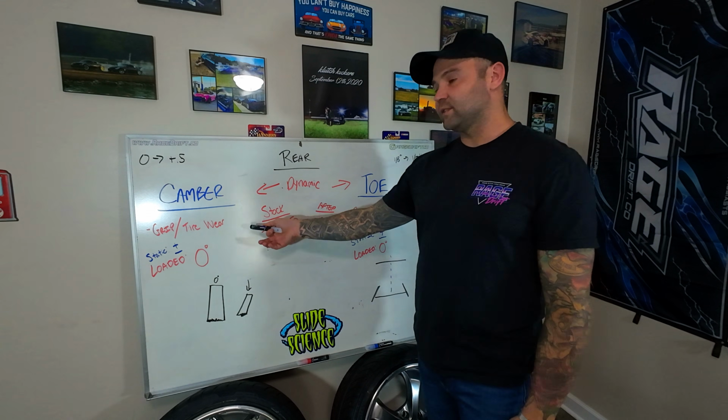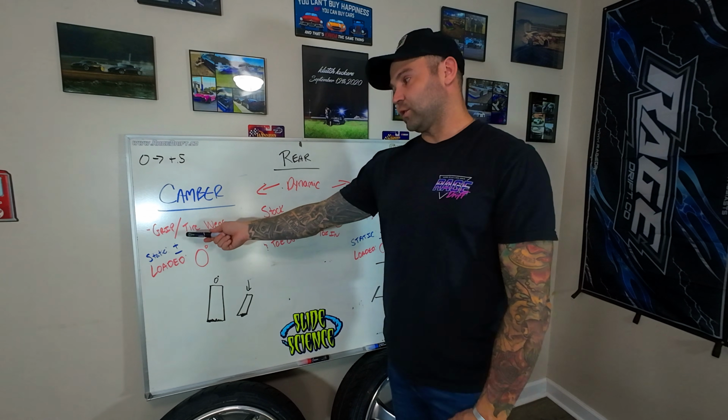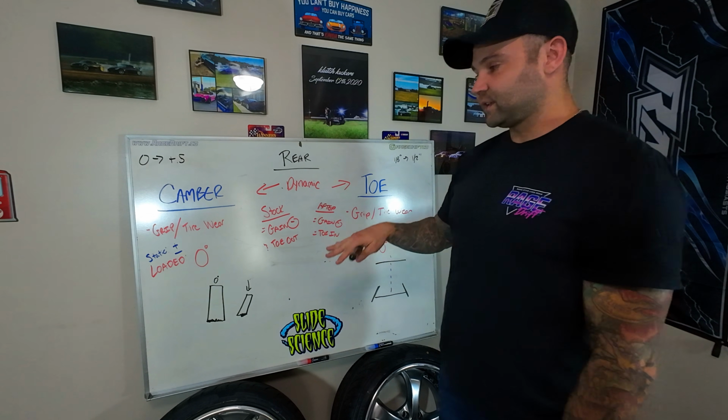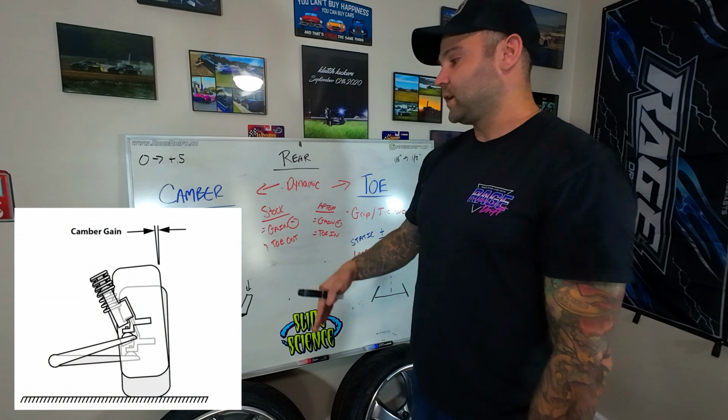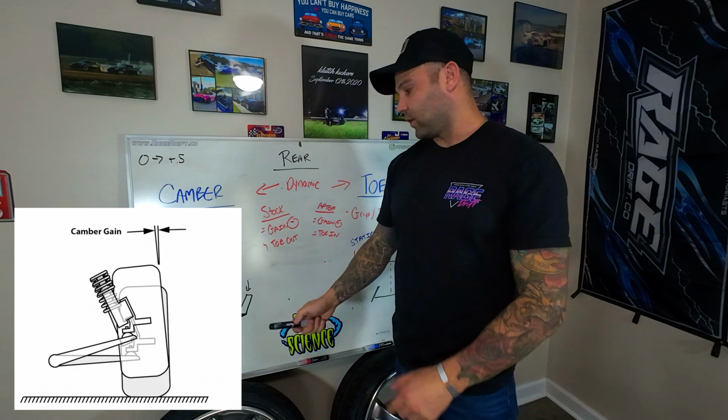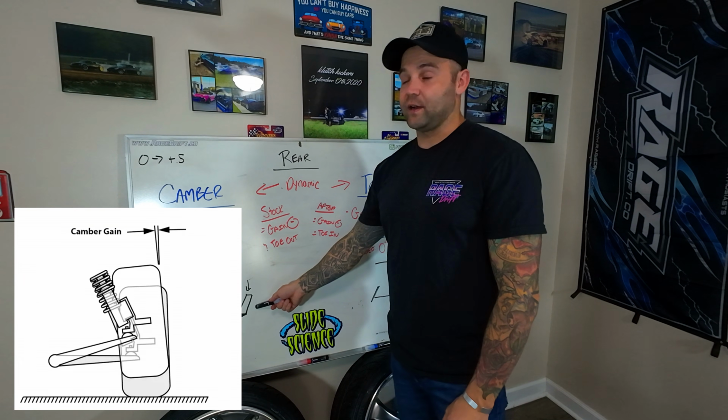So what camber affects in the rear, similar to the front, is the grip of the car and your tire wear. The reason being, static, where the car's sitting on the ground level, if you had 0 degrees or straight up and down, as you squat that car, you're going to gain negative camber in the rear end.